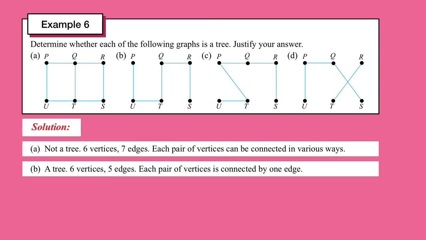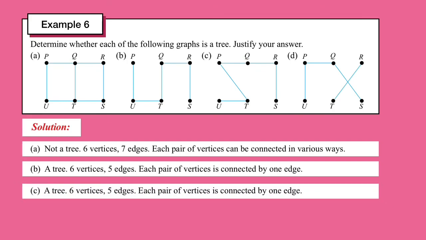Next, B is a tree because it has 6 vertices, 5 edges, and also each pair of vertices is connected by only one edge. How about C? It is a tree because it has 6 vertices and 5 edges. And also, same as B, each pair of vertices is connected by one edge.